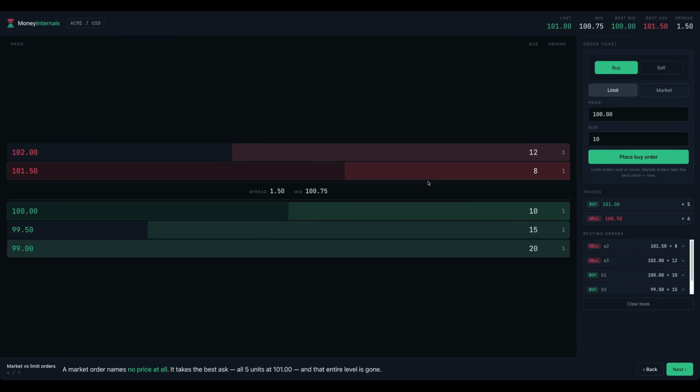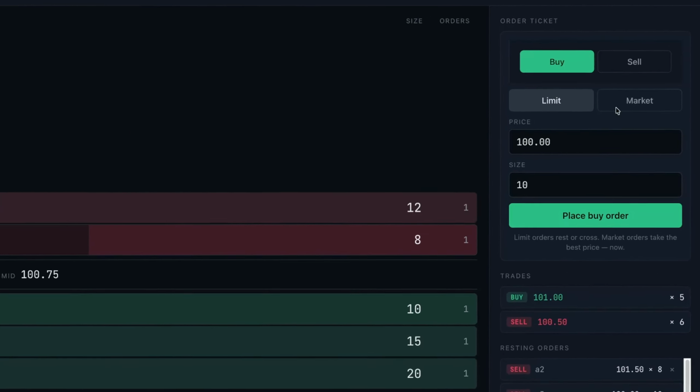Look at the top of the book now. The best ask jumped to 101.5. Now the next buyer pays more. Now that's the trade-off. And it's the difference between a limit order, which guarantees you the price but not to trade, and a market order, which guarantees you'll trade but not at the price you want.